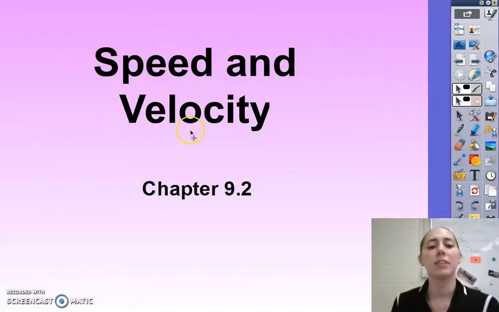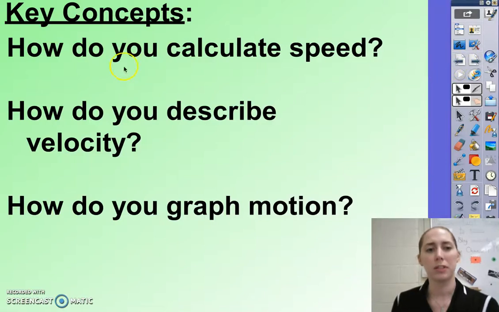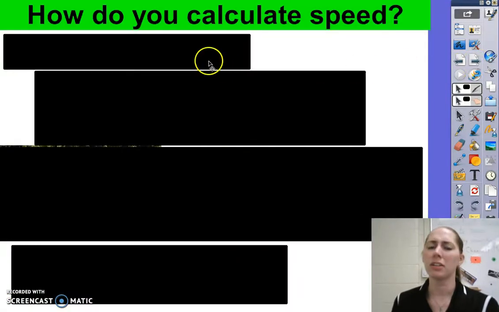Gentlemen, this is speed and velocity and correlates with chapter 9.2 in your textbook. Your key concepts for this video are: how do you calculate speed, how do you describe velocity, and how do you graph motion?